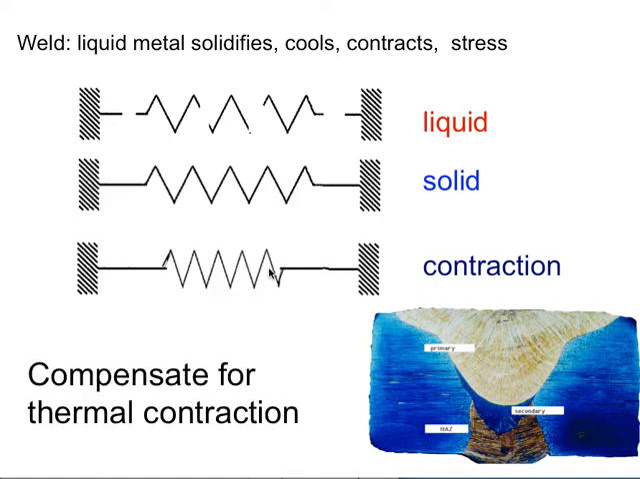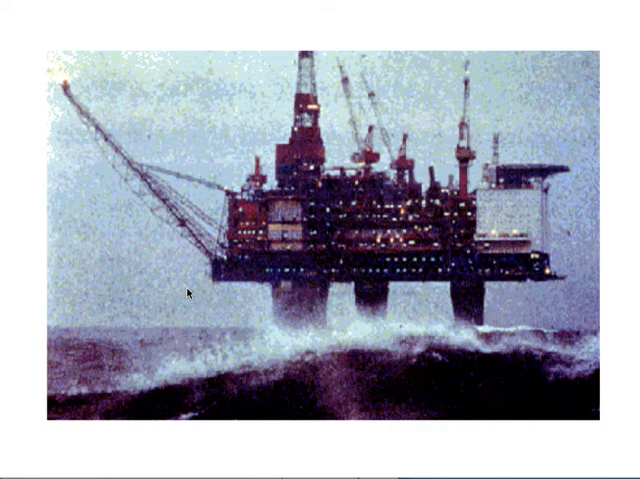So we need to do something to compensate for this stage of the process, to cancel out the effect of thermal contraction. And the structures that we are talking about are huge. So this is an oil rig in the North Sea, and the height below the surface is three times the height above the surface. So this is massive construction, and it's welded all over the place. So we have to think about the effect of residual stresses.